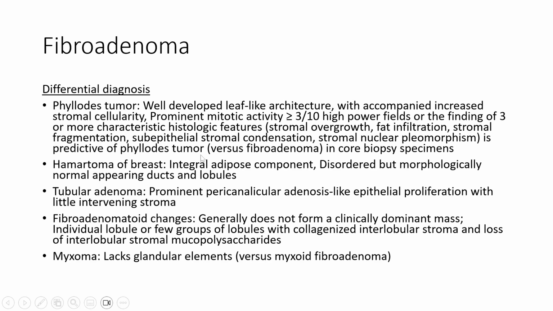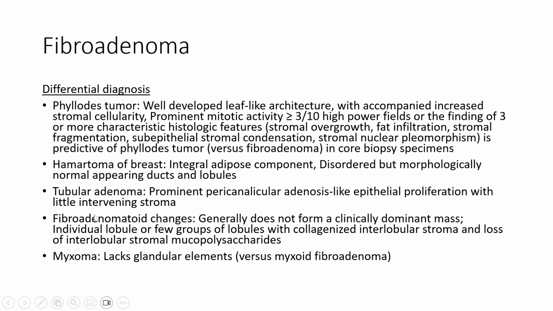So usually the differential diagnosis of other fibroepithelial lesions includes phyllodes, hamartoma, tubular adenoma, and fibroadenomatoid changes. We will talk about phyllodes and hamartoma later. For the tubular adenoma, this is not a biphasic tumor. When we call tubular adenoma, you can just see the epithelial component proliferation, but the stroma is just like a normal breast stroma, and then we will diagnose this as tubular adenoma.